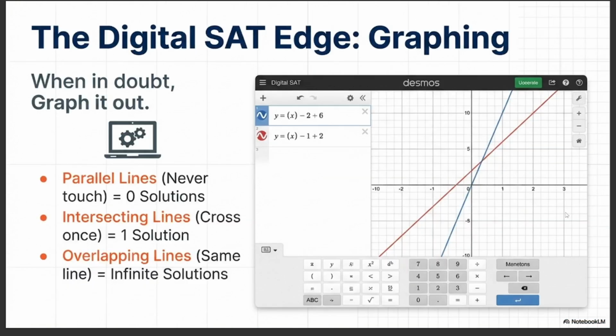If you are solving a linear equation and you are in doubt, then graph it out. Always remember these three cases. Parallel lines never touch, so you will get zero solutions. Intersecting lines cross once, so one solution. Overlapping lines are the same line, so infinite solutions.